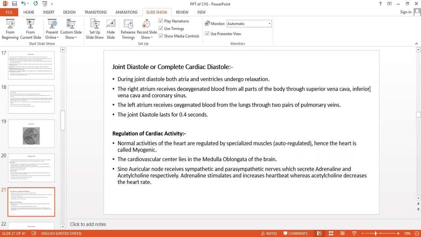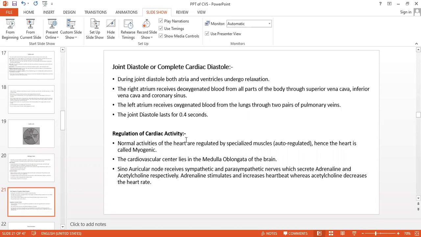From the superior vena cava, inferior vena cava, and coronary sinus to the right atrium, and the left atrium receives the oxygenated blood from the lungs via the pulmonary veins. This is the joint diastole. Though it is diastole, relaxation, what happens? The auricles will get filled with blood. Filling of the auricles takes place in the joint diastole, complete cardiac diastole.